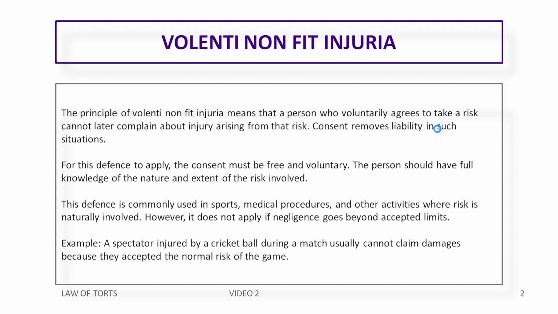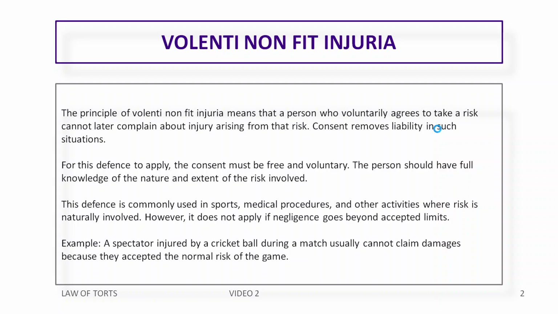Now let us look at volenti non fit injuria. The principle of volenti non fit injuria means that a person who voluntarily agrees to take a risk cannot later complain about injury arising from that risk. In simple words, if someone knowingly and willingly accepts a danger, the law will not allow them to claim compensation if any harm occurs. Consent acts as a defense for the defendant in such situations.